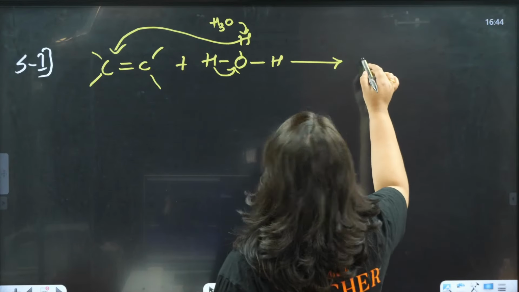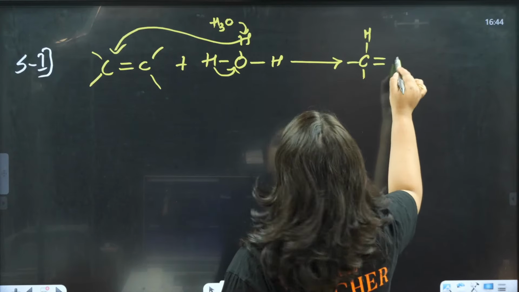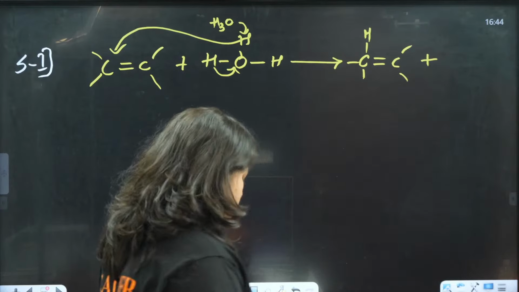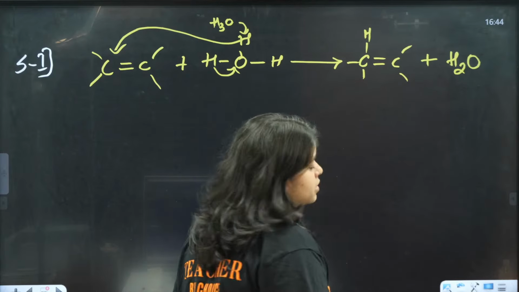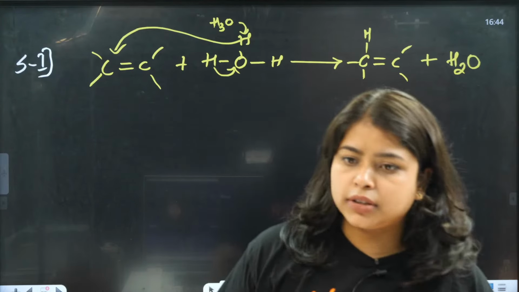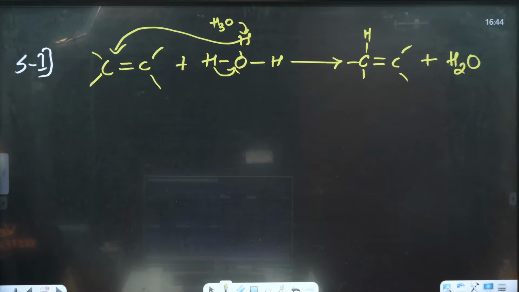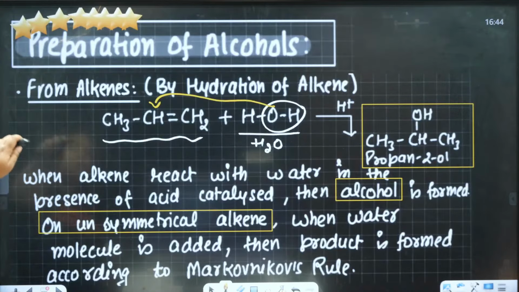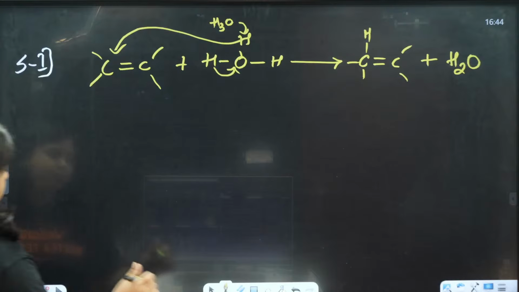What are we going to get, guys? We get H2O. Clear? Did you understand this? Next, this is actually the preparation of alcohol. This is how the preparation of alcohol has been done with the help of Markovnikov rule from the alkene. Okay, step 2.